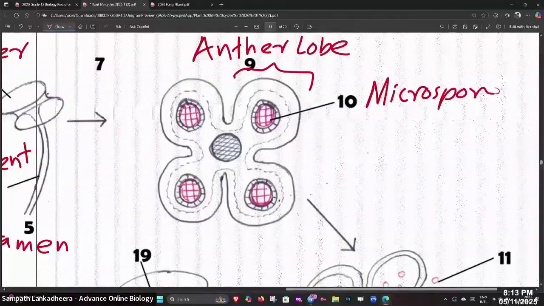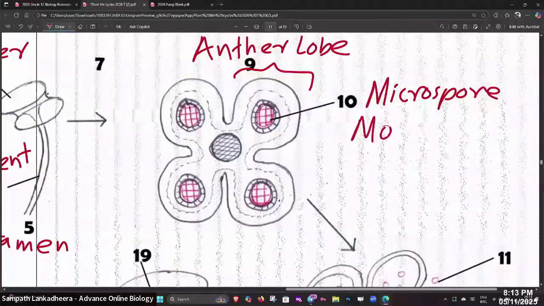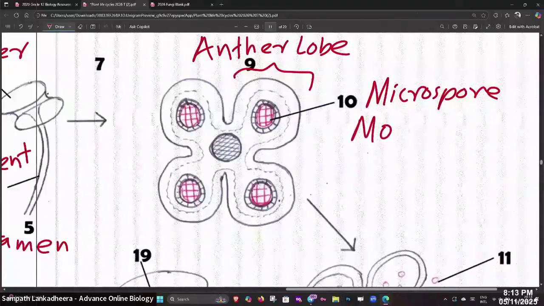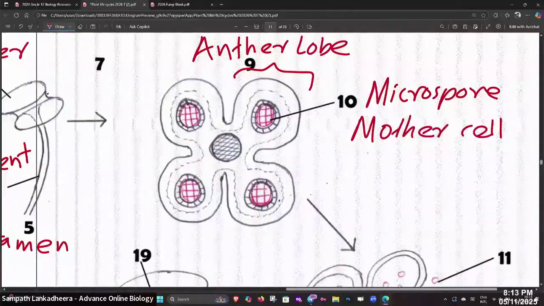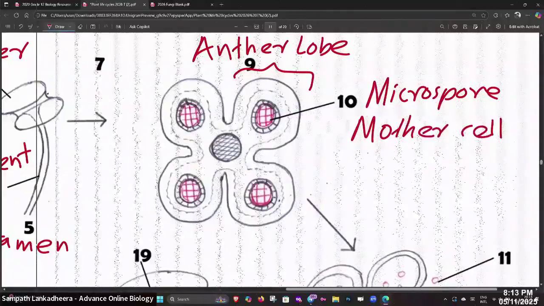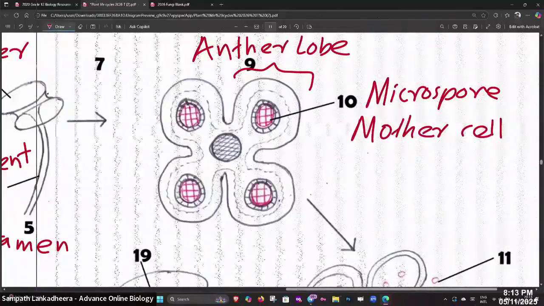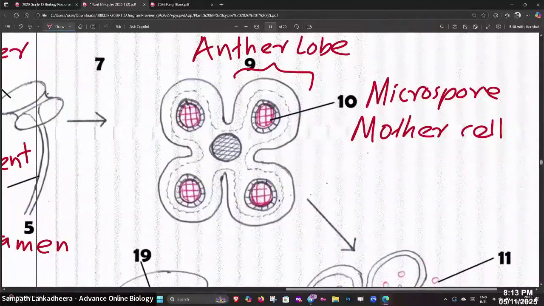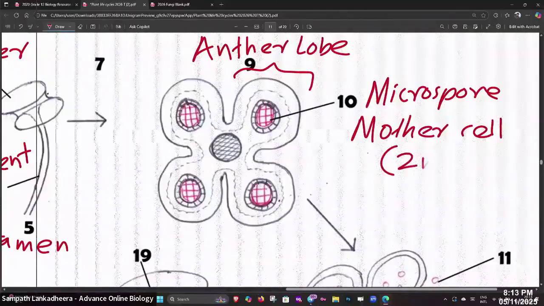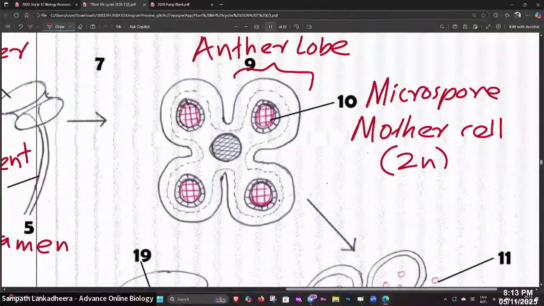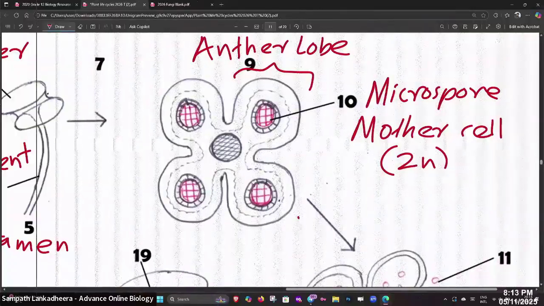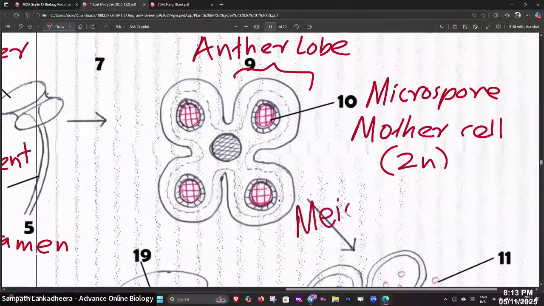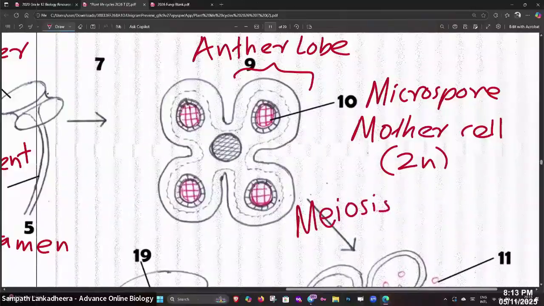Microspore mother cells. Mother cells. So this is microspore mother cells. What is the ploid level of these cells, people? 2n cells. So what happened to those cells? They undergo meiosis.